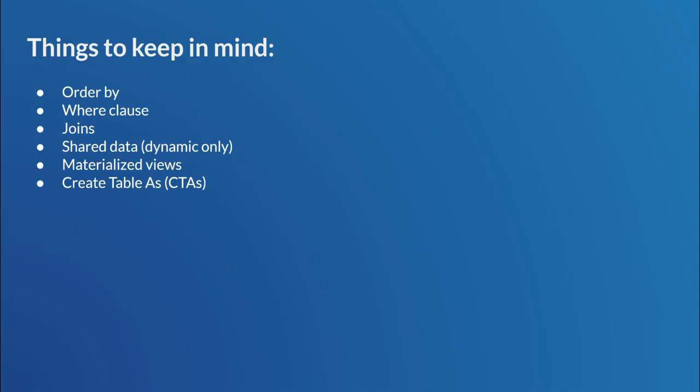So CTAS, when you do a create table as, they don't clone policies. So if you really want to get that data, what you're going to have to do is use a role that can see all the data, do a create table as, and then go back and apply that masking policy to that newly created table.